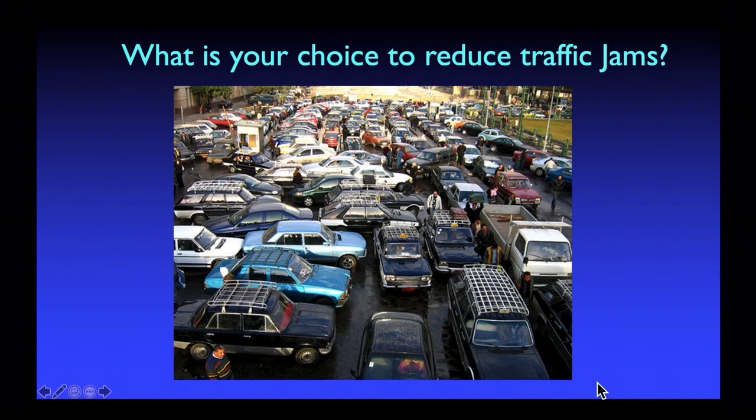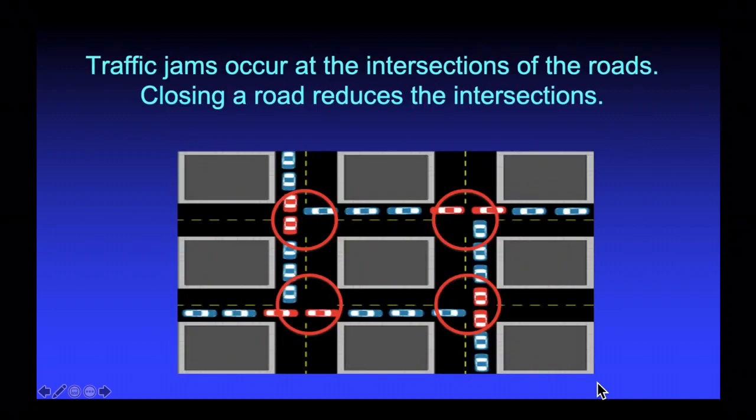And you might say, wow, that certainly seems the wrong thing to do. We've already got more cars on the roads than the roads can handle. Why would we close a road? Well, intuitively, you might think, let's build another road. But if you think in terms of the system, where do traffic jams occur? They occur at the intersections of the roads. Closing a road reduces the intersections, and therefore closing a road will reduce the number of traffic jams.